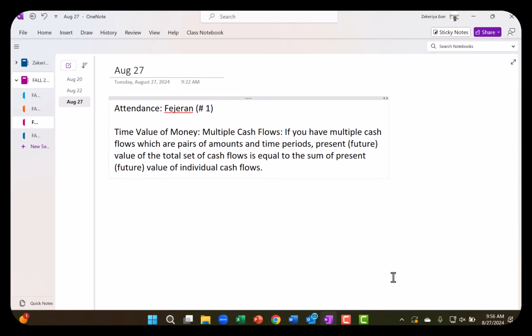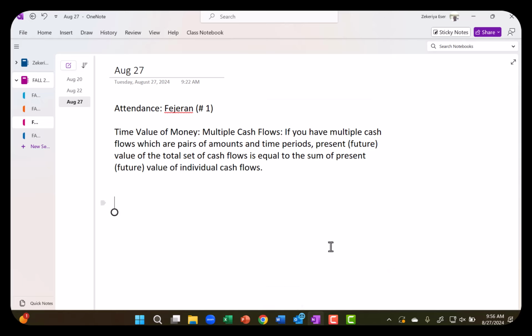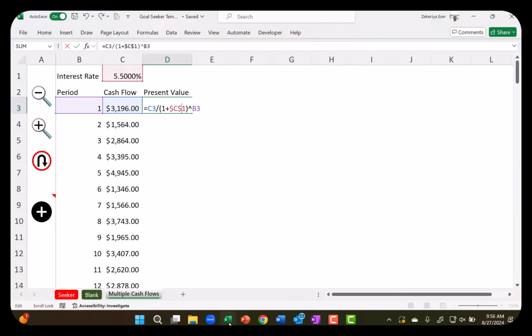I mean, just to remember, our formula for present value is the future value divided by one plus the interest rate to the power of the number of periods. That's pretty much the formula I wrote over there, right? So that's one way of doing it.